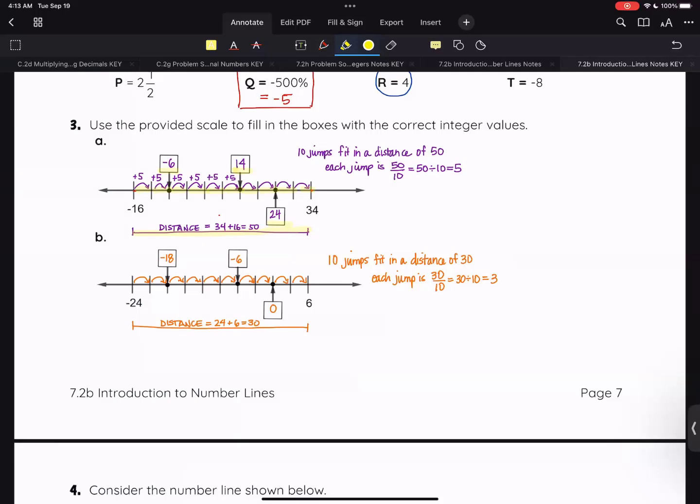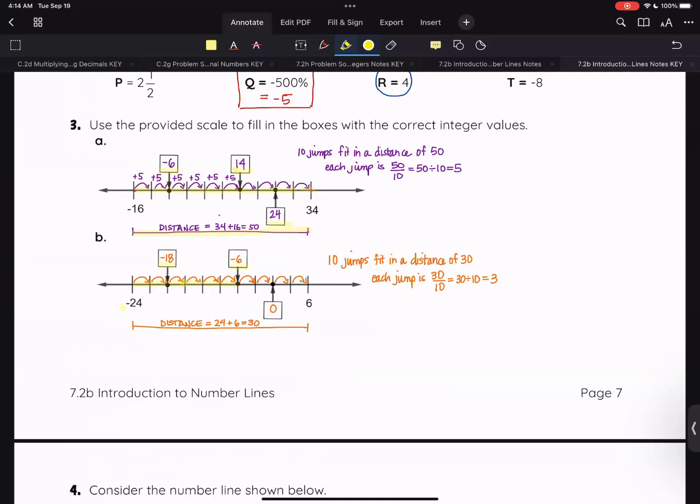Once I have my jumps of 3, I can add 3 yellow counters and then 3 yellow counters again. So 6 total yellow counters are being added to negative 24. If I take out my 0 pairs, I'm left with a negative 18. Do the same thing, add 1, 2, 3, 4 sets of 3. So I'm adding 12 yellow counters to negative 18, which will leave me with a negative 6.